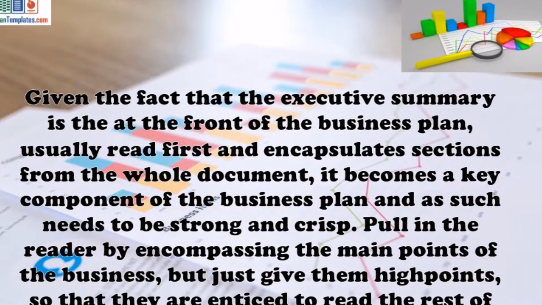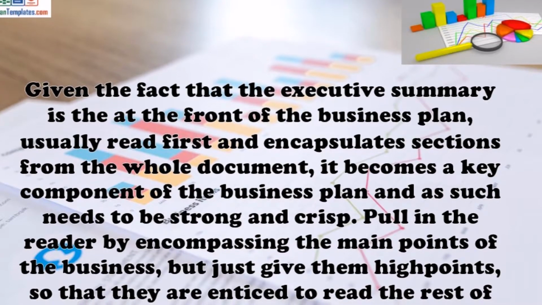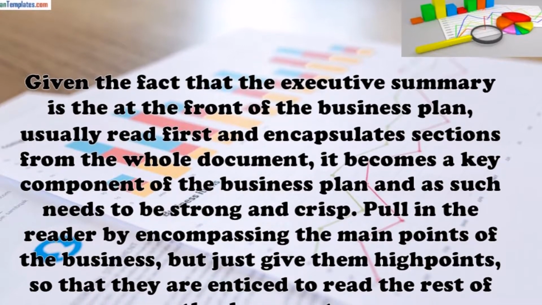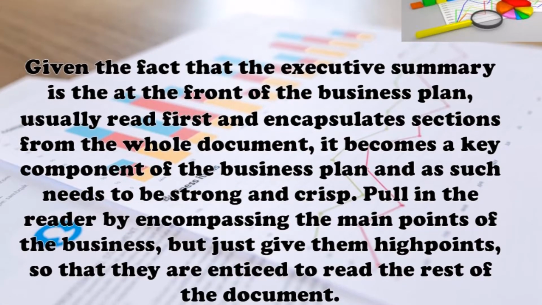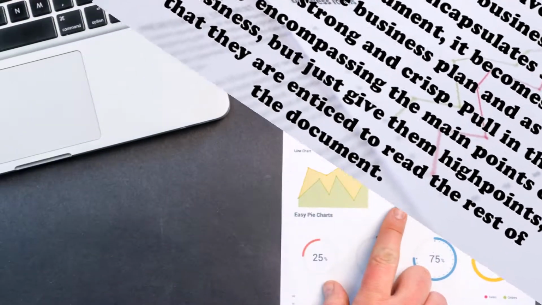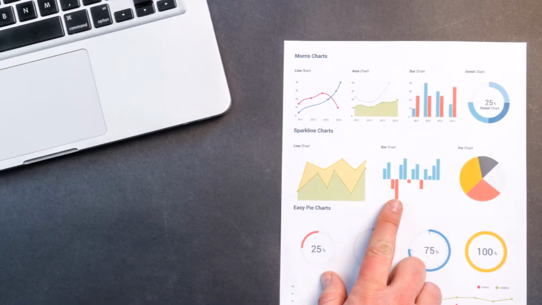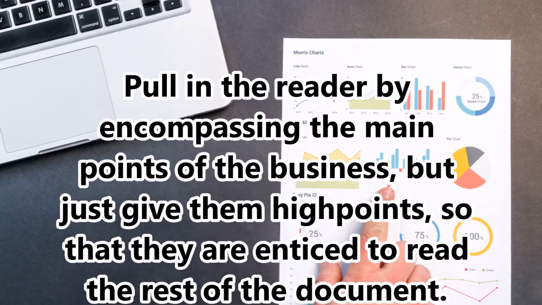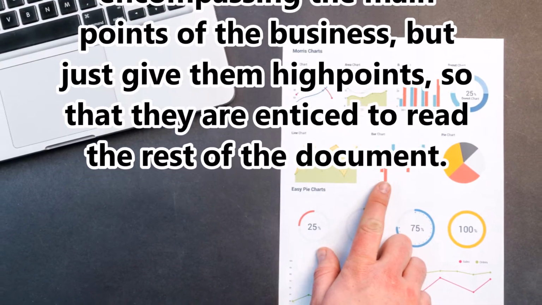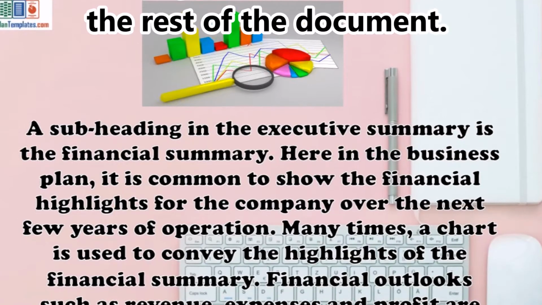Given the fact that the Executive Summary is at the front of the business plan, usually read first and encapsulates sections from the whole document, it becomes a key component of the business plan and as such needs to be strong and crisp. Pull in the reader by encompassing the main points of the business, but just give them the high points so that they are enticed to read the rest of the document.